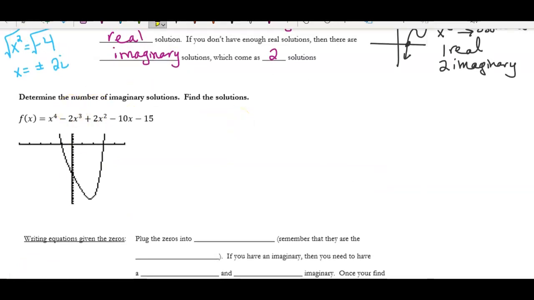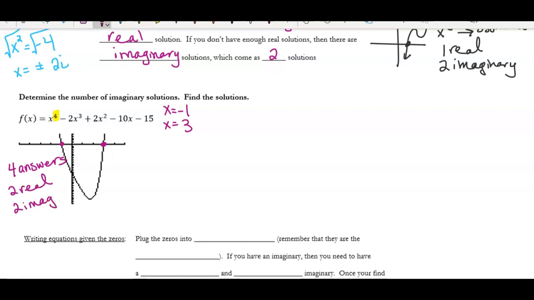I should have probably done this problem first, but I got ahead of myself. Okay, so you see how this has 4? So I'm supposed to have 4 answers. This one, I could see this one right here, x is -1. And I can see this one right here, x is 3. So that tells me I'm supposed to have 4 answers. I see 2 real answers, and that means I'm going to have 2 imaginary answers. So we need to find them.